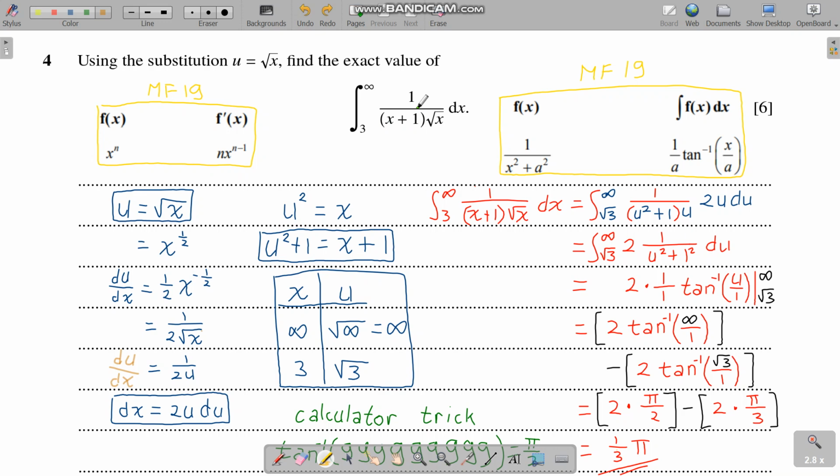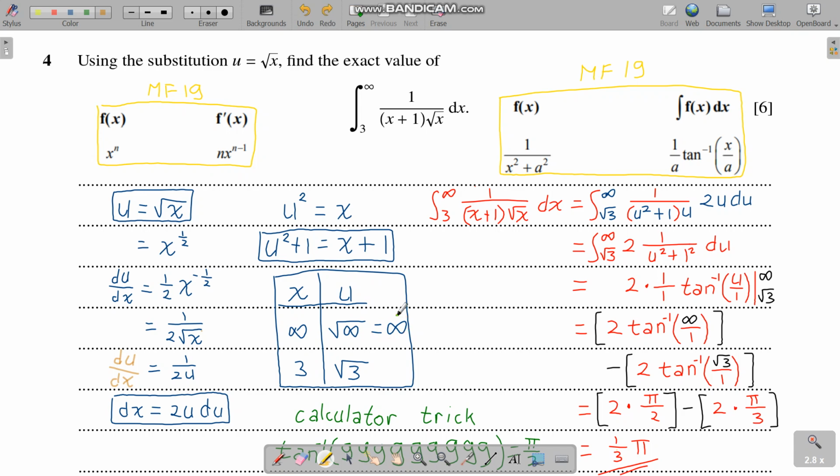And we also need to transform the limits of integration from 3 to infinity. So u is root x. So if x is 3, u is root 3. If x is infinity, u is root infinity, which is still infinity.